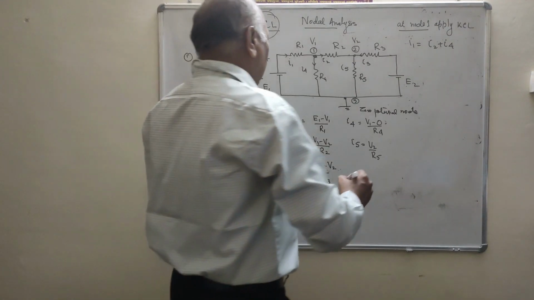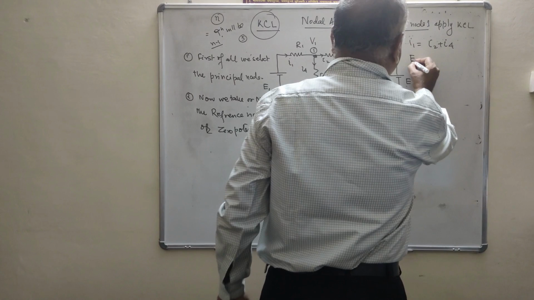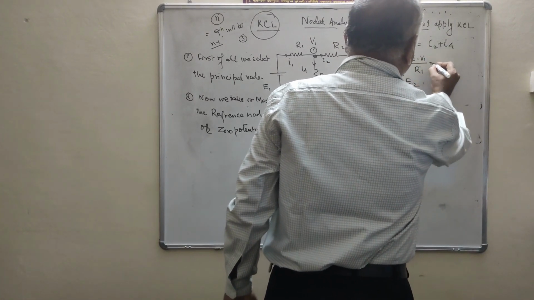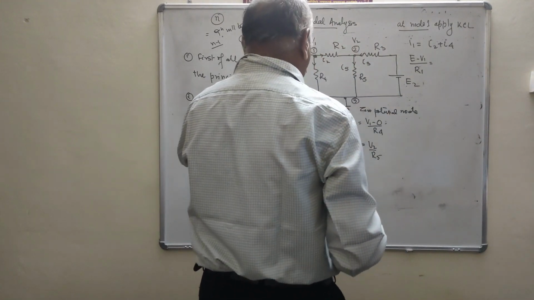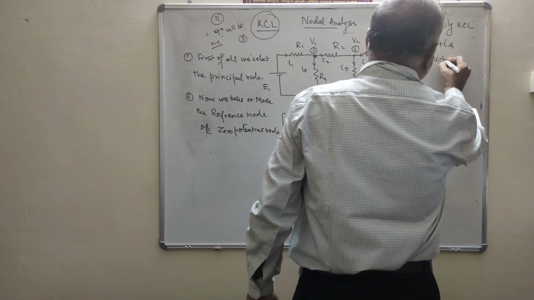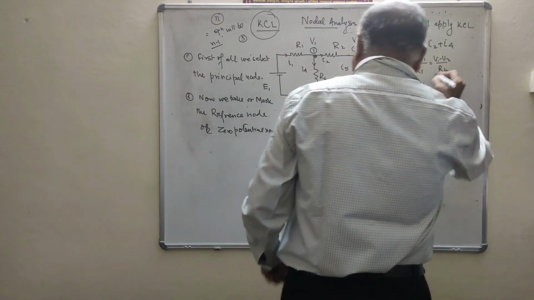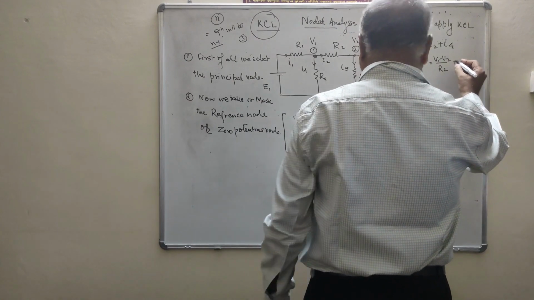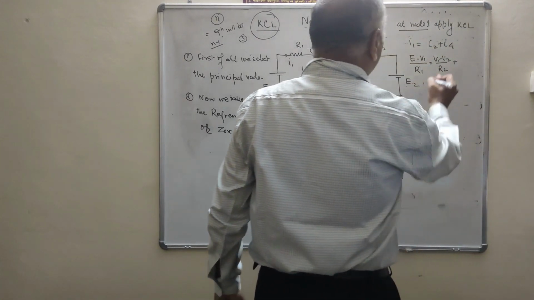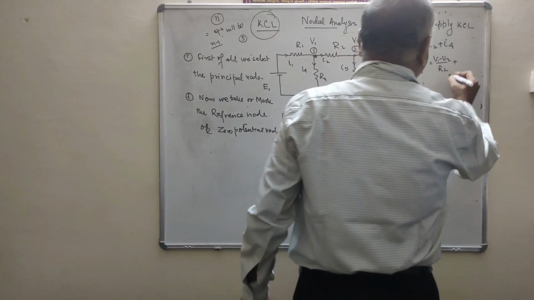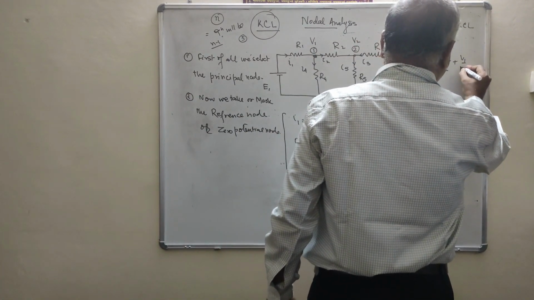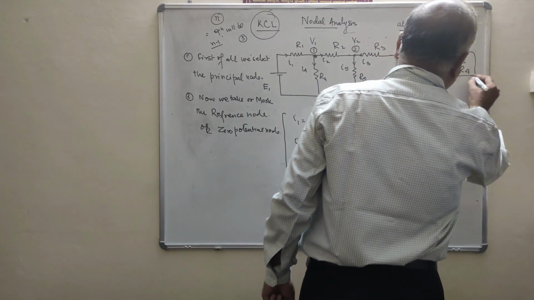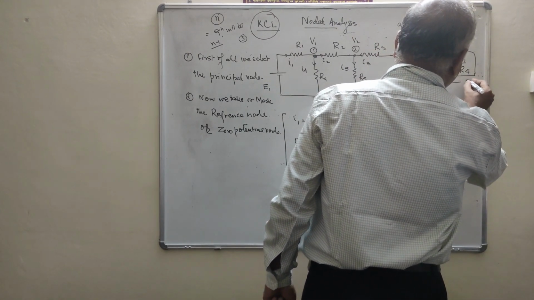What is I1? That is equal to E1 minus V1 upon R1. That is equal to I2. It is V1 minus V2 upon R2 plus E2 minus I4. What is the value of I4? That is V1 upon R4. After solving this, we are getting an equation in V1 and V2.